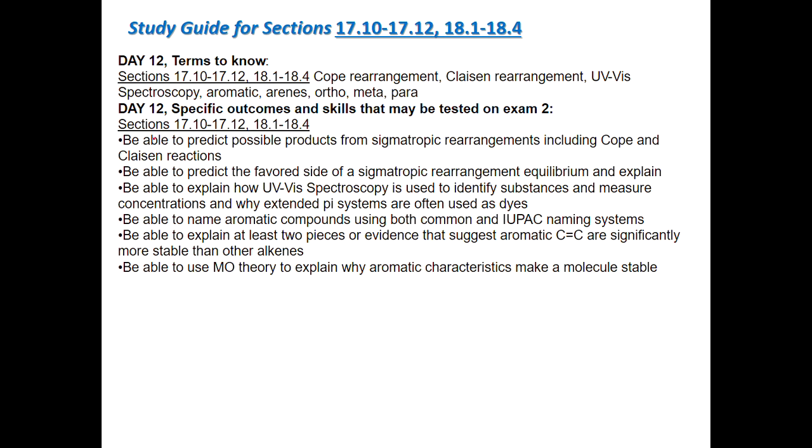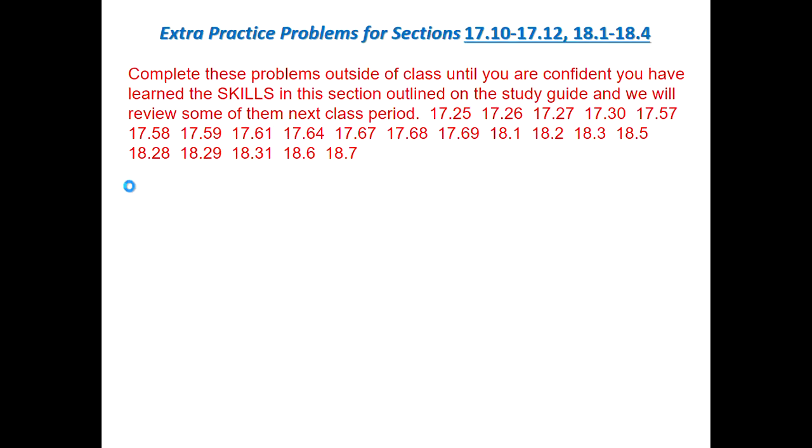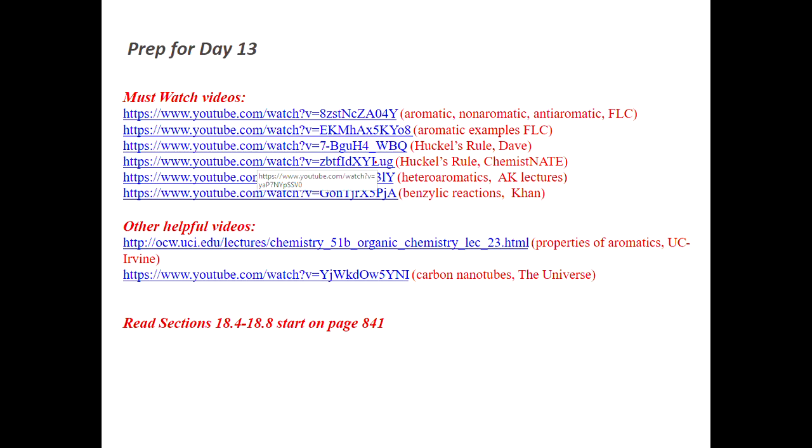And there's definitely some bullet points you want to be prepared for. So have an exam on this content next week. Practice up some of the Sigmatropic and UV-vis stuff from 17, and then some of the naming and conceptual stuff from chapter 18. And then on Wednesday, we'll talk more about what makes a ring aromatic, because there's more criteria than we've talked about so far.